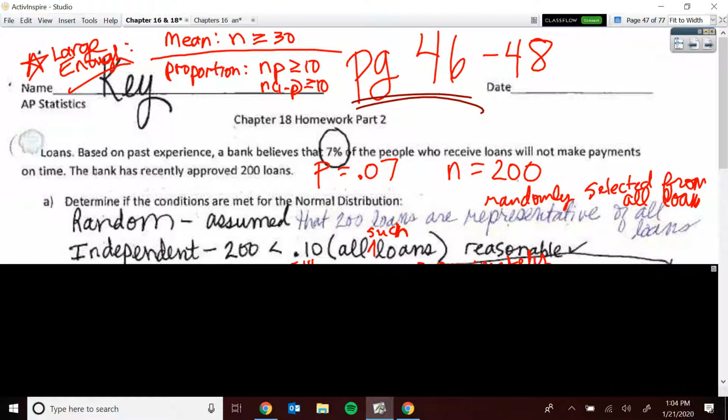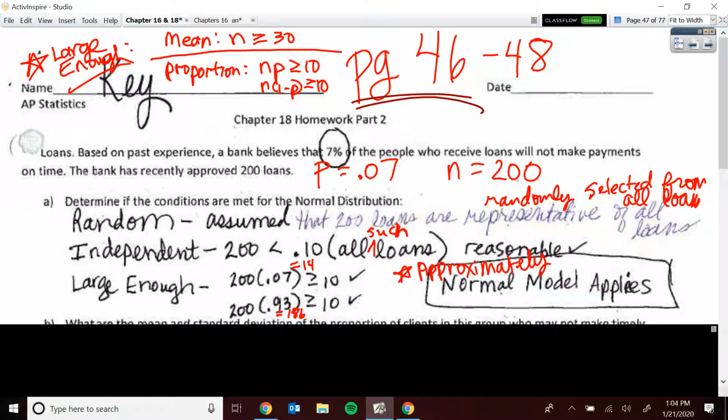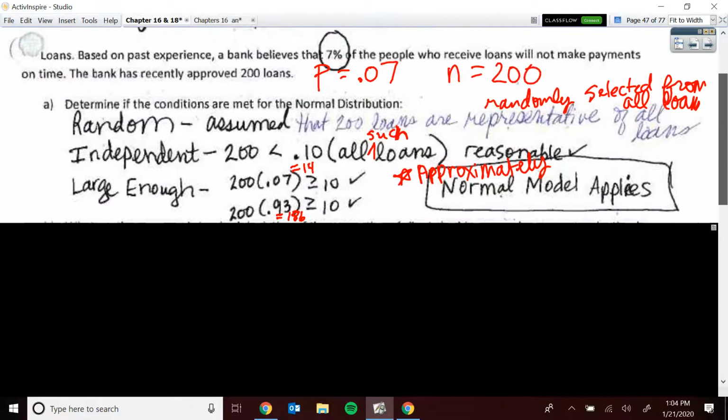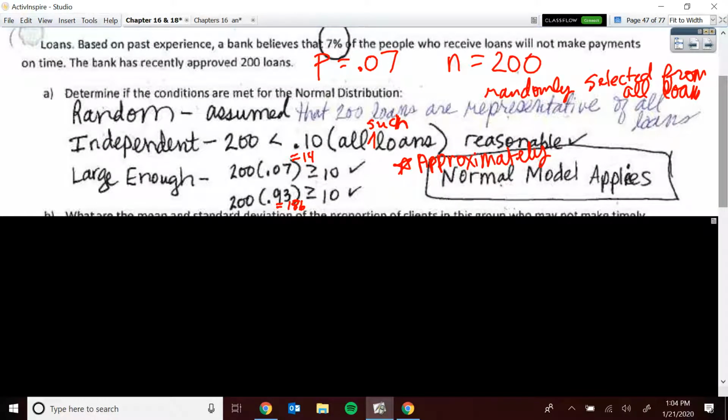So look here, here's how that looks. Large enough is tricky because it all depends on mean or proportion. This is a proportion problem. So I have n times p, which is 0.07, that's 14, and yes, that's greater than or equal to 10. And n times the failure rate, 0.93, that's 186. That is greater than or equal to 10.